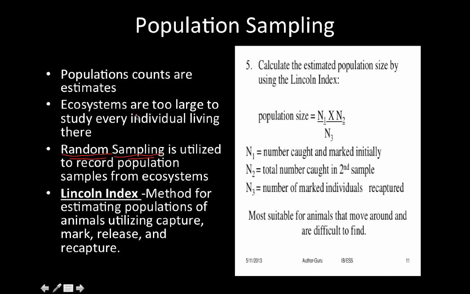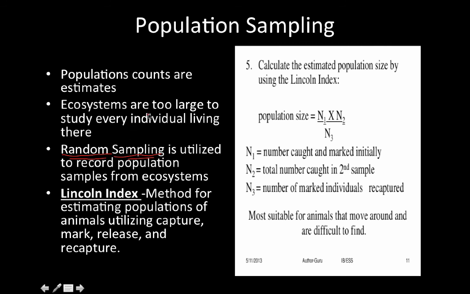Why do we sample? Why don't we just go out and count every animal? Okay, maybe with deer that's something we could do, but that'd be really hard. Think about all the ants in an anthill. There's 500,000 ants in an anthill. How do you count them all? How do you get to them? Especially without disturbing their entire environment.